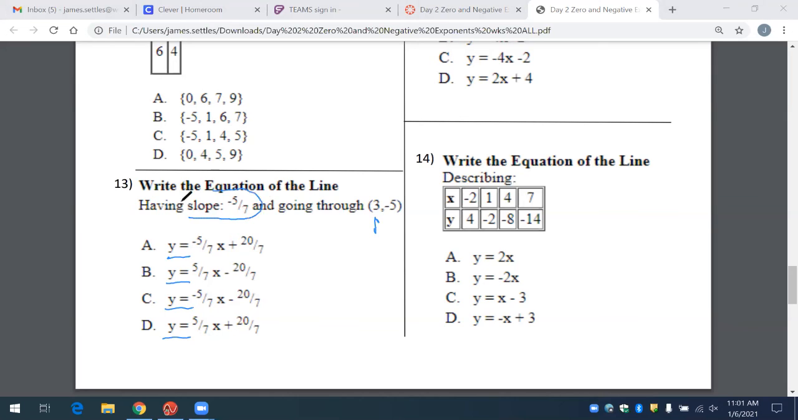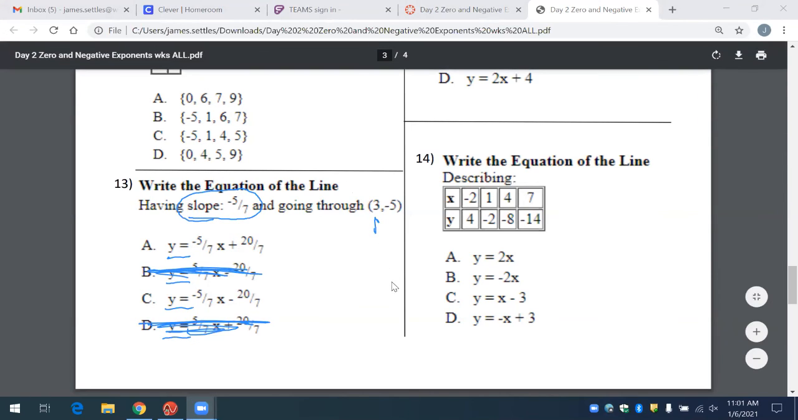If you know slope, you get to eliminate 2 of these. Make your life easier. Slope is negative 5 over 7. Which of these don't have negative 5 over 7? B is a positive and D is a positive, so mark off B and D. Now we're just testing these 2. If you don't know slope, you got to do all of them, okay? So that's why it's good to know slope always goes in front of x.